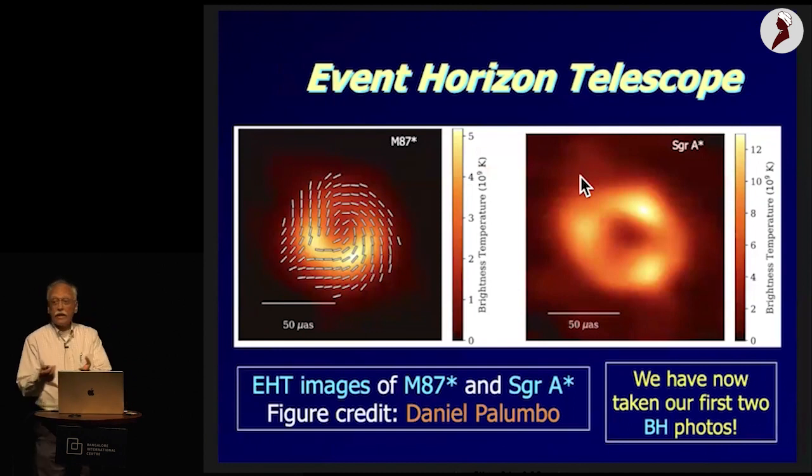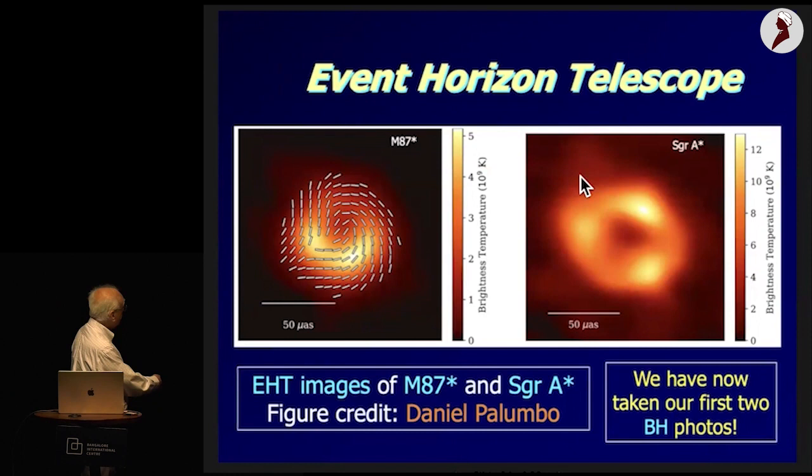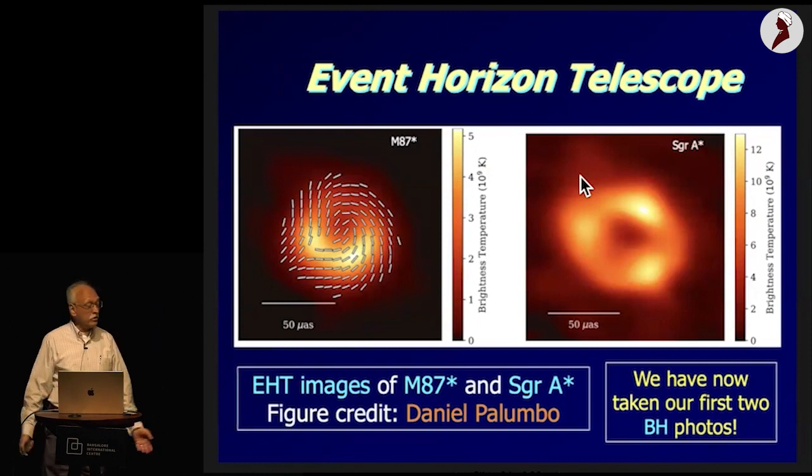So I asked, can we take a photo of a black hole? Yeah, we have two photos of two black holes. This is the first one, the CHAMP, and this is our black hole in our own galaxy. So now you can ask, I better stop soon, where do we go next?